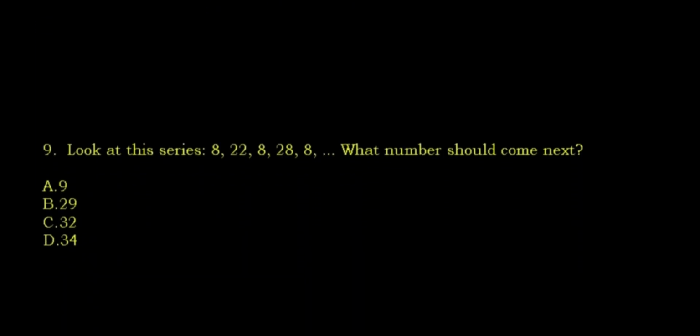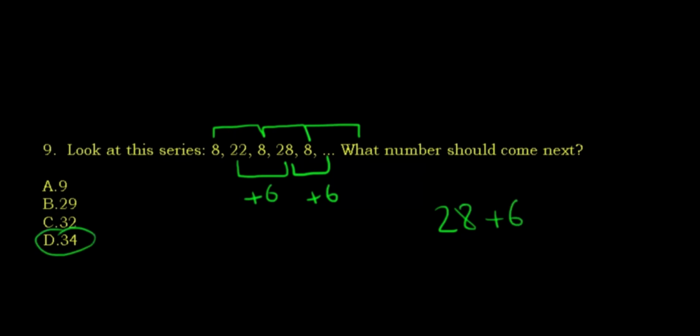Next question. Give it a try before you take a look at my workout. We've got, clearly, a repeating 8. And then we've got 22 becomes 28. What happened? We added a 6. So we add another 6 to get the next number. 28 and a 6, that's a 34.